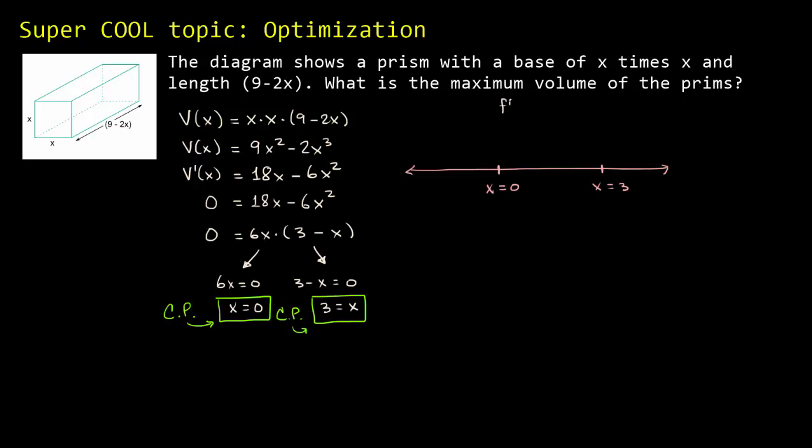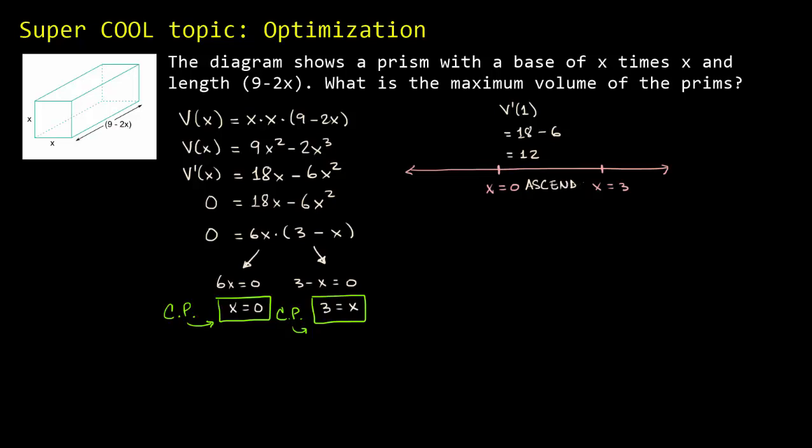I'm going to evaluate with V prime of 1. Substituting the 1, that will make 18 times 1, which is 18, minus 6 times 1 squared, so 6. So 18 minus 6 makes 12. Of course, this is a positive value, telling us that the function ascends.